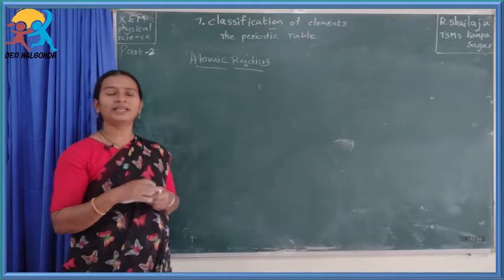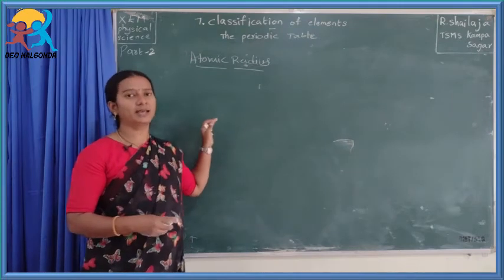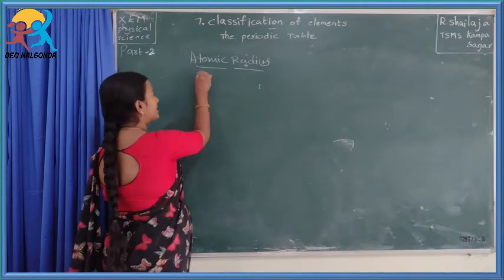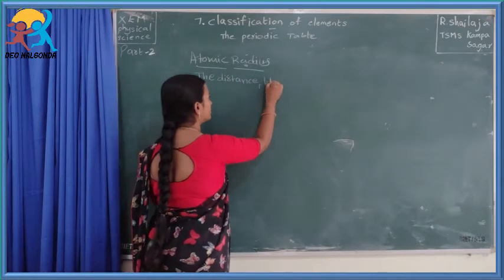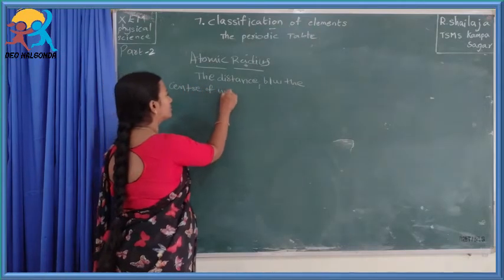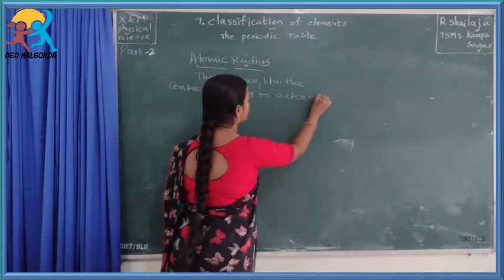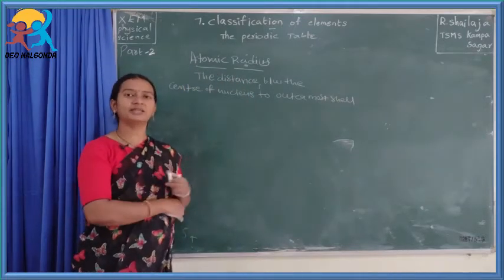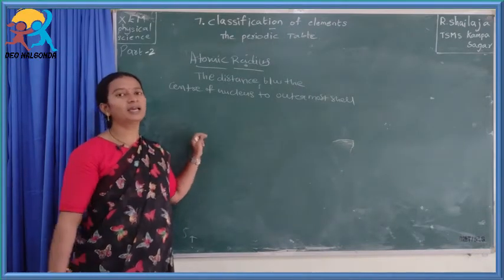We will see how the properties vary in the groups and periods. First, atomic radius or atomic size. What is atomic radius? It is the distance between the center of the nucleus to the outermost shell. That distance, that size, is considered the atomic radius.